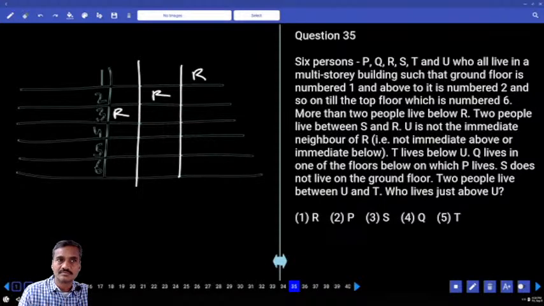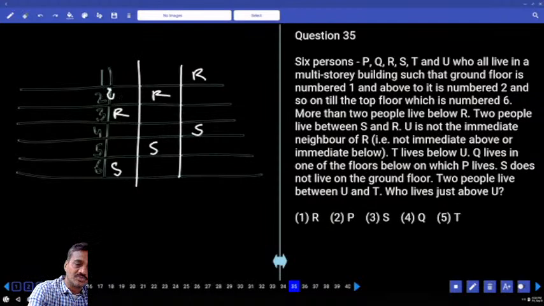More than 2 people below this R. And next one, 2 people between S and R. In between S and R there are exactly 2 people. And next one, U is not an immediate neighbor of R. Now U cannot be in these 2 places, since U is not an immediate neighbor of R.